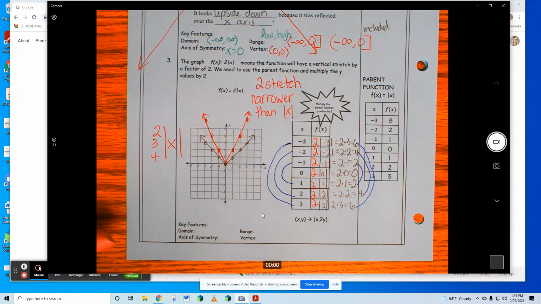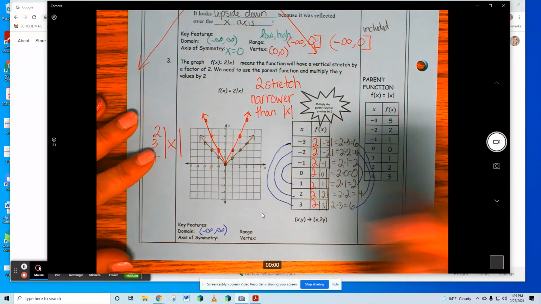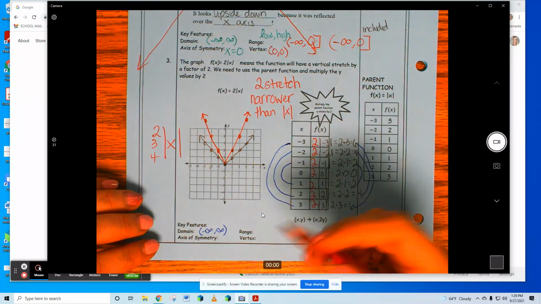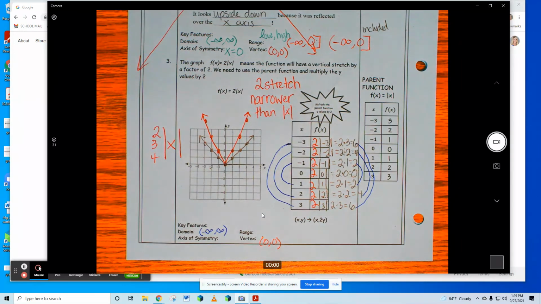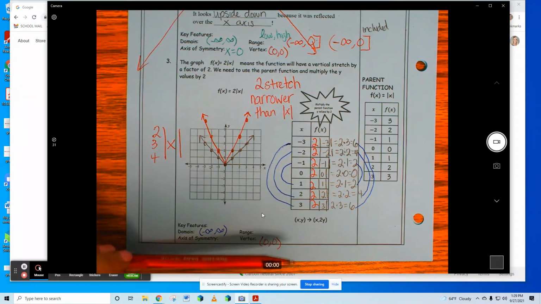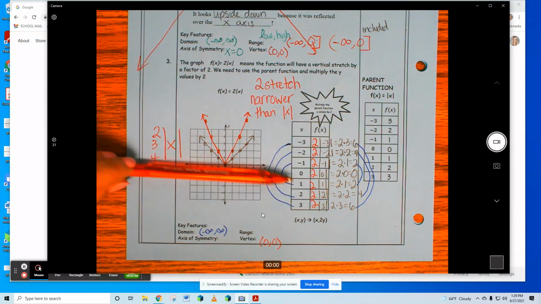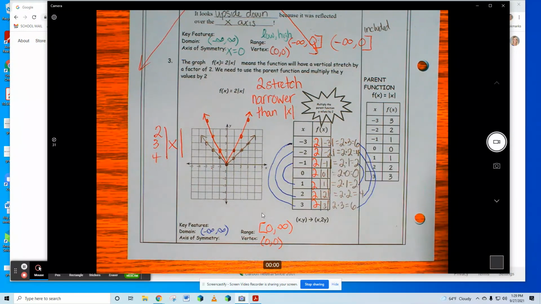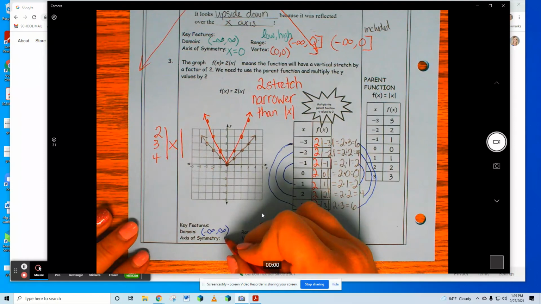My domain is going to be the same. It goes from left to right, negative infinity to positive infinity. All real numbers. My red vertex is 0, 0. My range: it's not in the negatives. Oh, it starts at 0. That's where my red line starts. That's a bracket. 0, comma, infinity, parentheses. Be careful. Axis of symmetry, x equals 0.